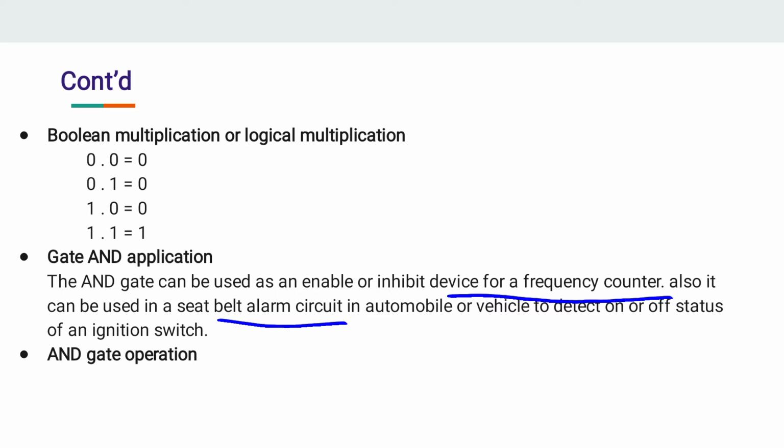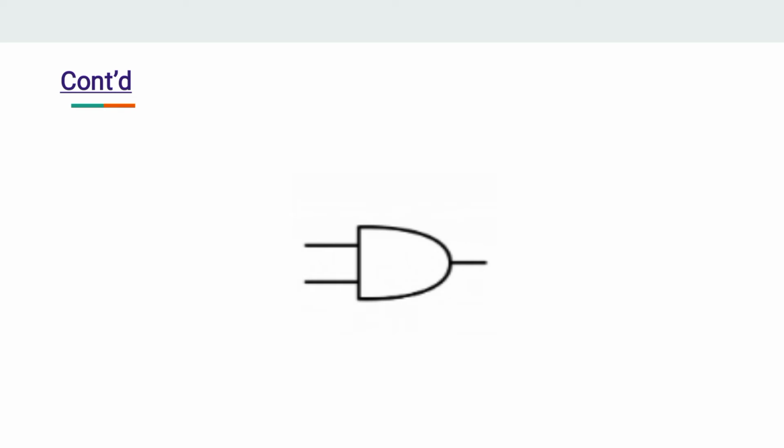So next is the AND gate operation. So let's see the four possible operations, nothing but how the truth table is going to work on the gate. The first possibility of the output being 0 is where both the inputs are 0, then the output is 0. So this is the first possibility.